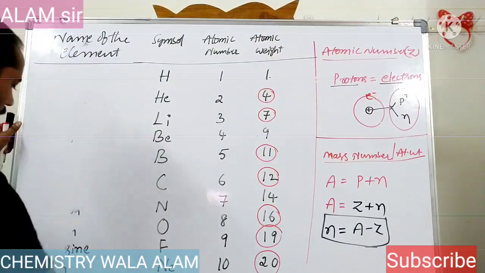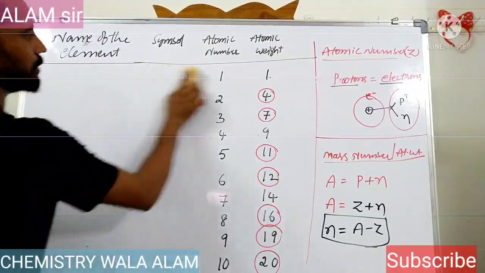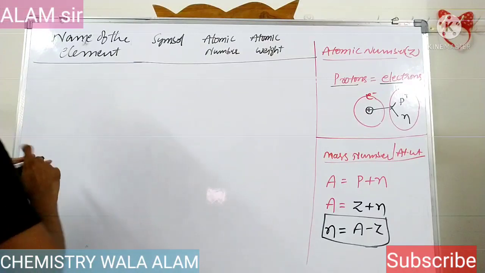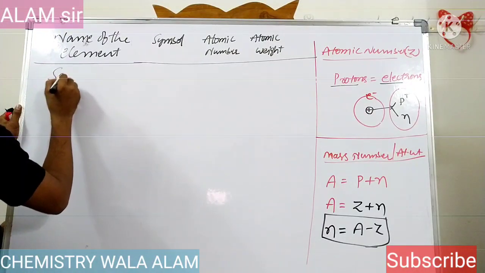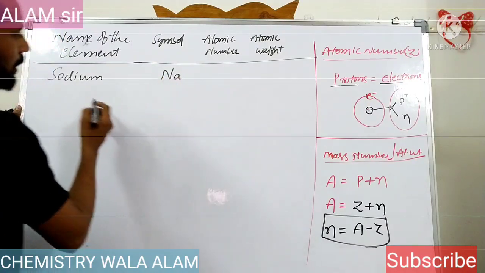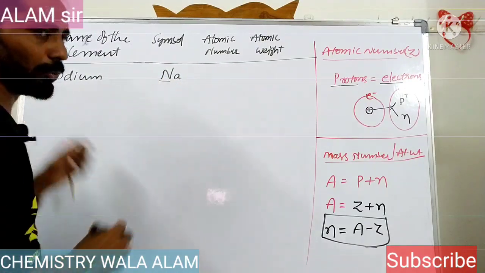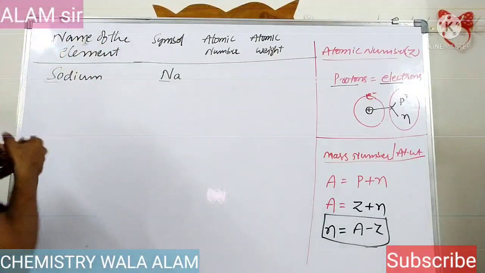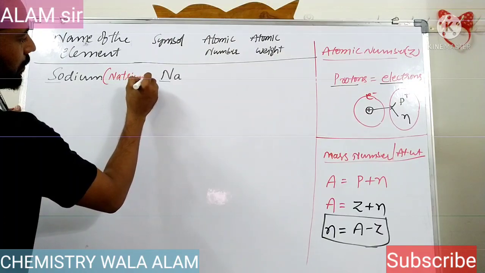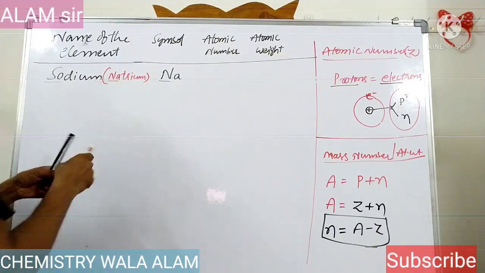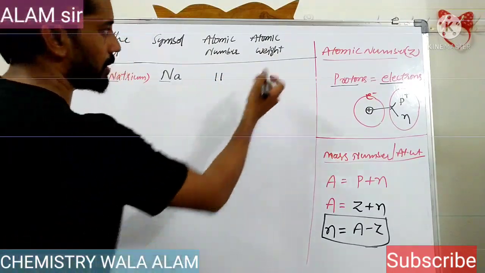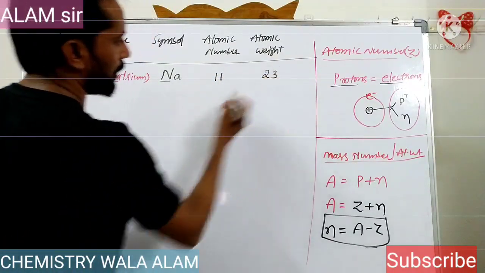Next one is the 11th element, that is sodium. Symbol is Na. Sodium, yes, here N, why is it? Because it has a Latin name, that is natrium. Natrium, that's why Na. Okay, atomic number 11, that indicates 11 electrons, 11 protons, atomic weight 23.